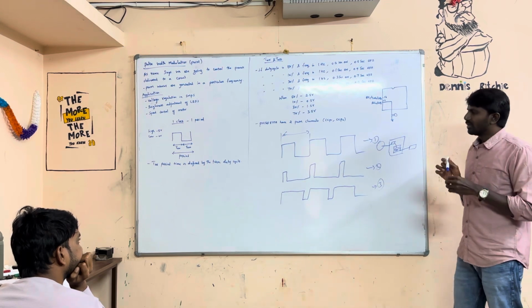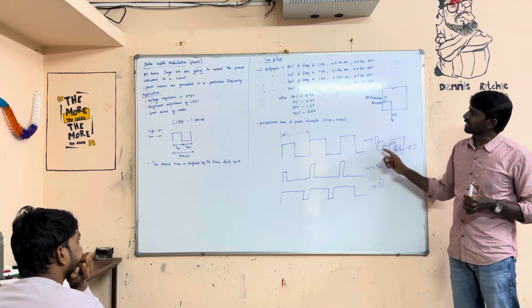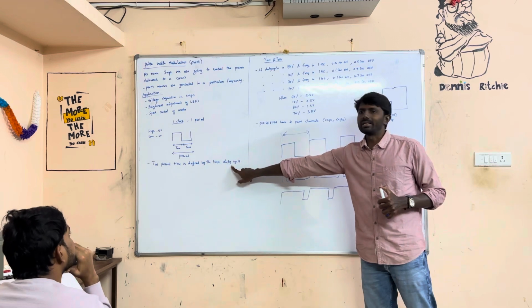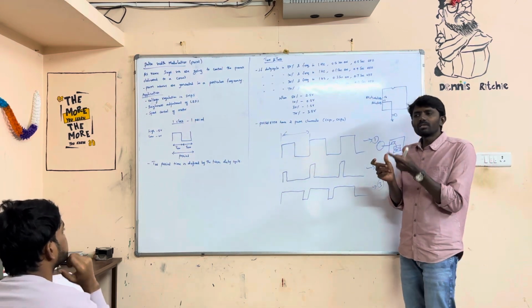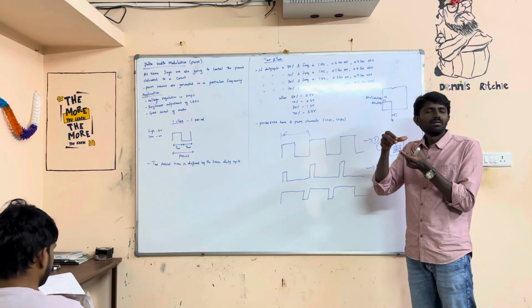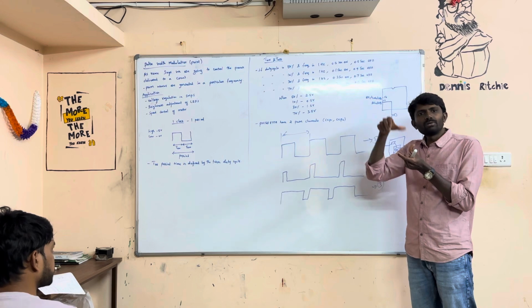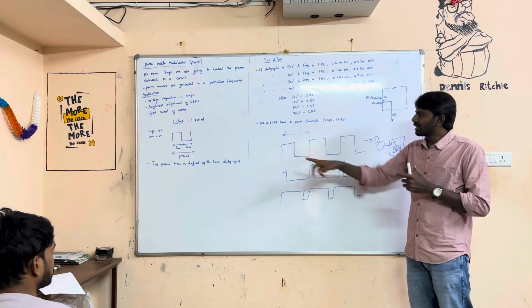Now, what is this 10-bit value? This 10-bit value is nothing but your duty cycle. Programmatically, you are going to set the duty cycle. If you set the duty cycle as 50, it means your duty cycle is what?